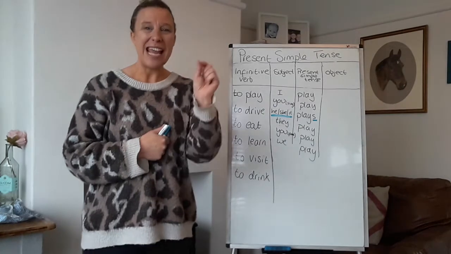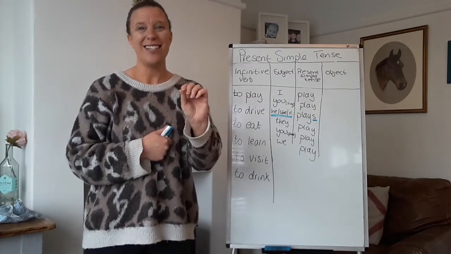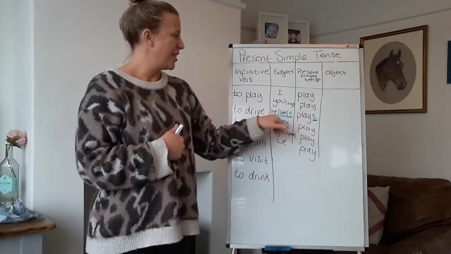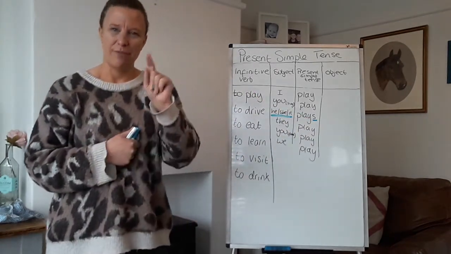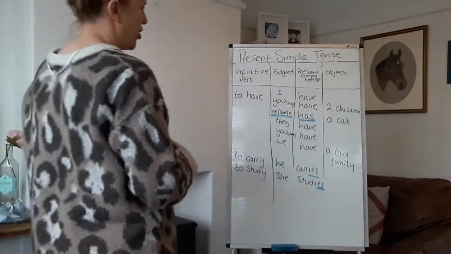So es for go and do becomes goes and does. But most of them we just add s for he, she and it. A couple of things I just wanted to point out.